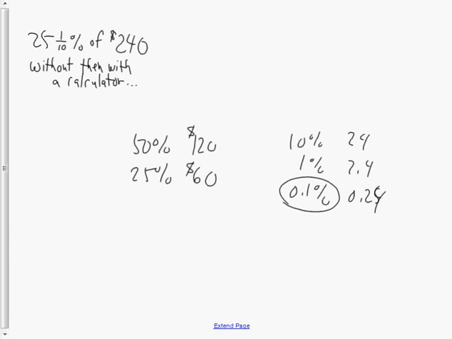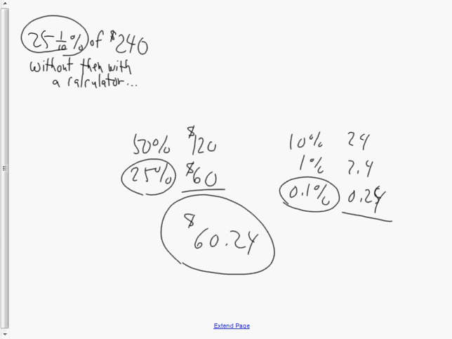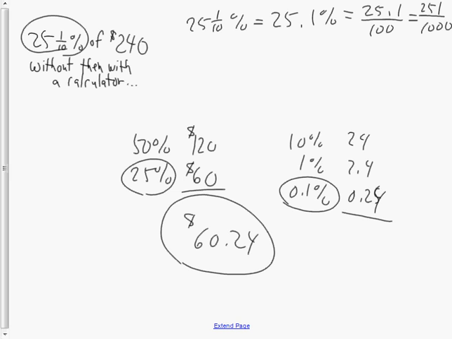So since this and this equal this, then this and this must equal the answer, which is $60.24 for 25 1/10%. Now, alternatively, 25 1/10% is the same thing as 25.1%, which is the same thing as 251 thousandths. Now, if that didn't make sense, just take a look at that pathway again. It's pretty simple to think about.